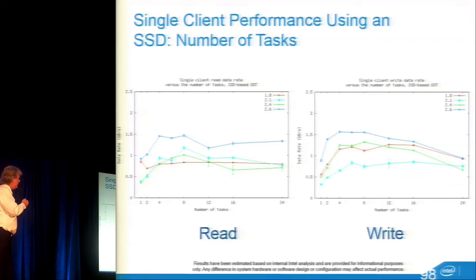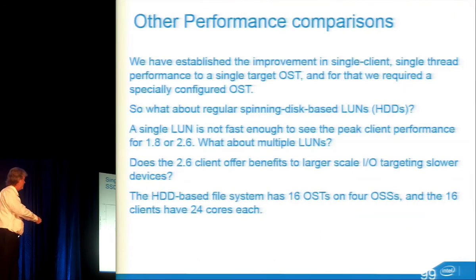The same sort of tests are also useful when you target a spinning disk LUN, but in this case we know that the spinning disk LUN is not fast enough to actually measure the speed of the client, so you're really only going to get good measurements of the client when you're using more than one LUN on the file system.